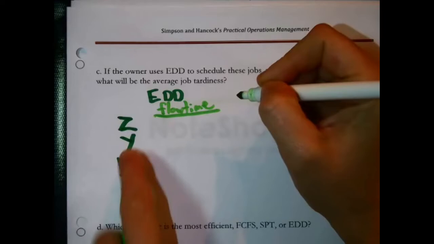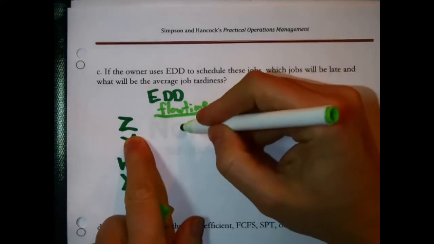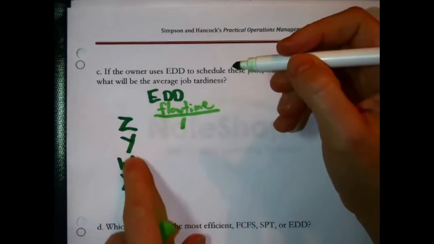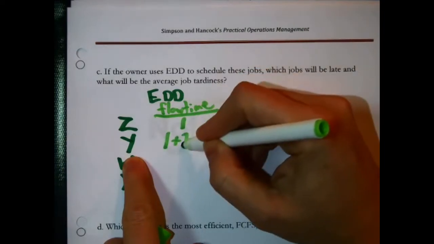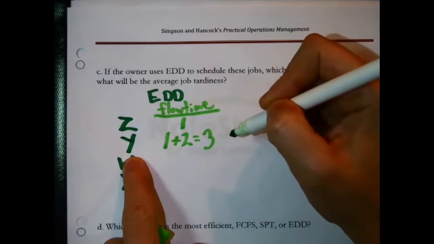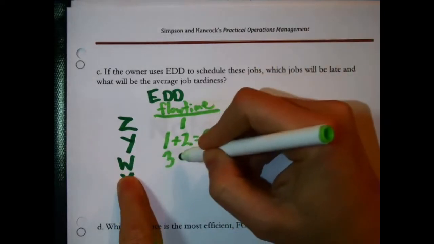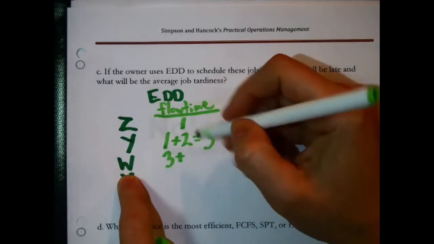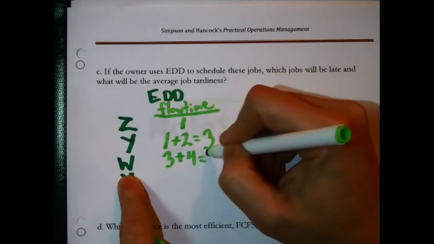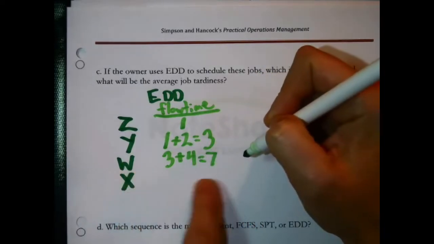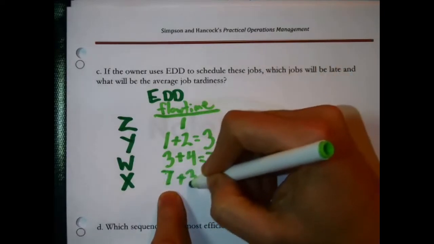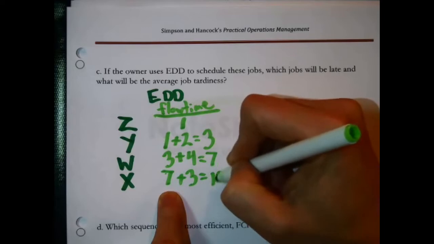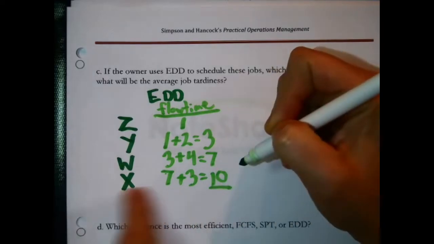So the flow time of the first job is just its duration, that's 1 hour. Let's see, the flow time of the second job, Y, had to wait that 1 hour. Y is 2 hours worth of work. The flow time is 3. W had to wait for 3 hours. W is 4 hours worth of work, so the flow time of job W in this sequence is 7. And then X had to wait for 7 hours, plus X is 3 hours worth of work. Good. It still winds up being 10, the flow time of the last job.